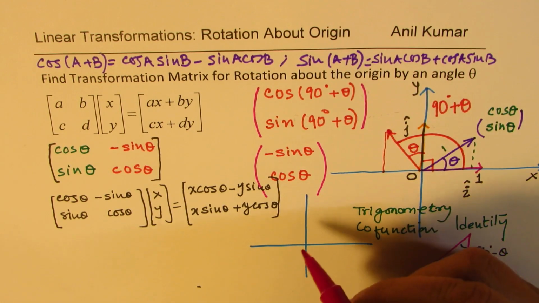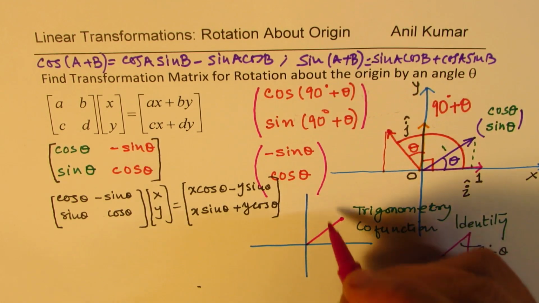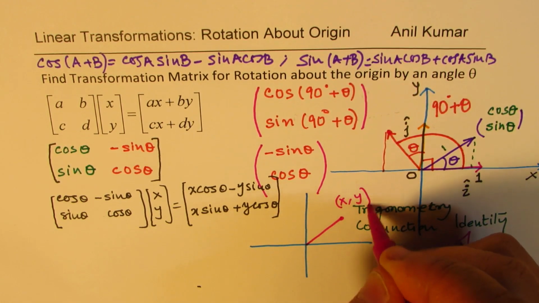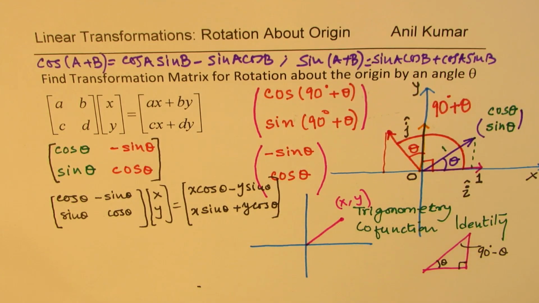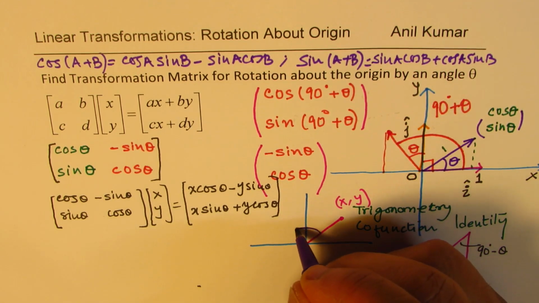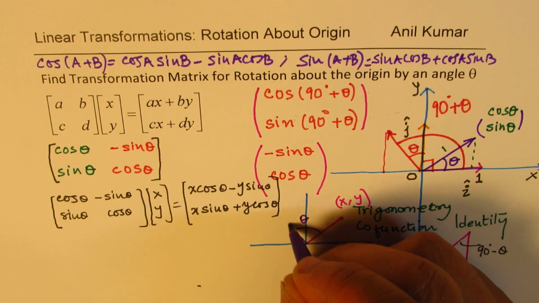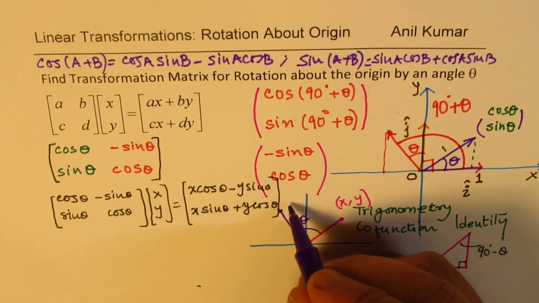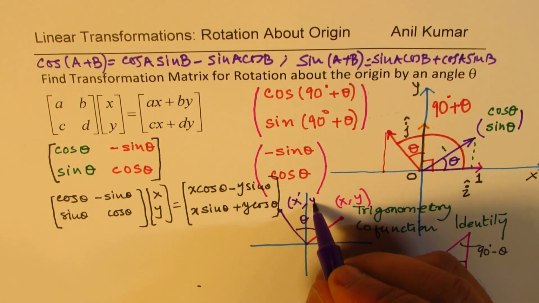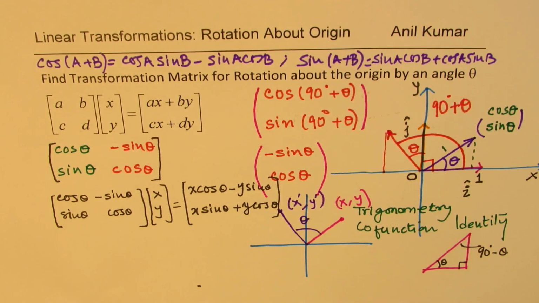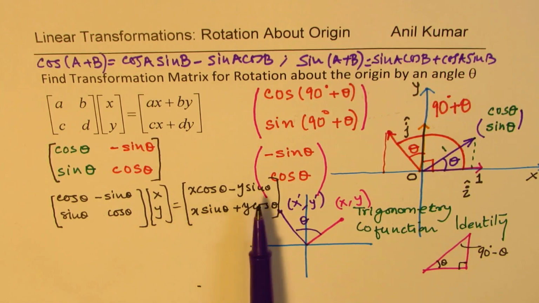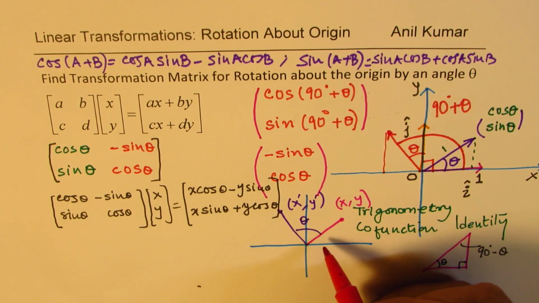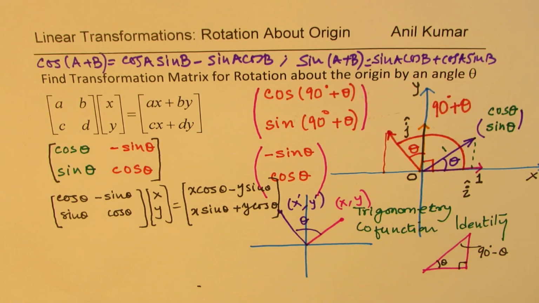So think about it. If I have a point here, which is now (x, y), and if I move this by some angle, let's say theta, we get a point here. Let's say (x', y') is the image. Then that is how their values will be related, correct? So that is how they will be.